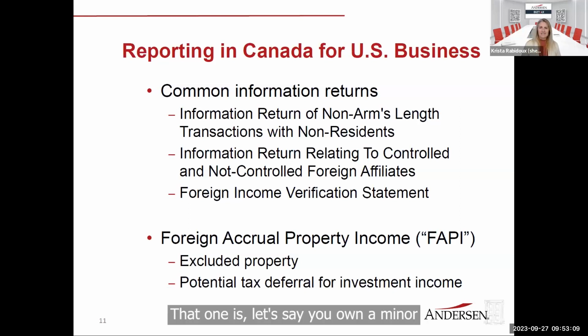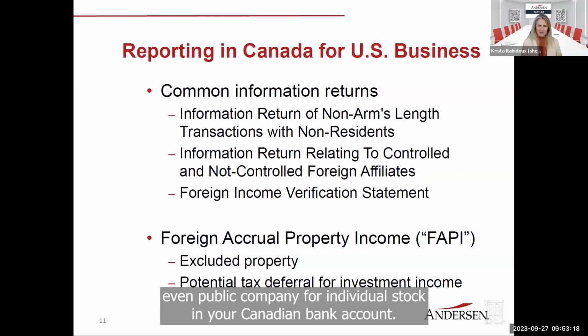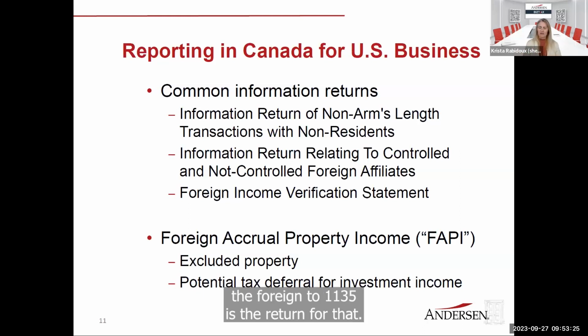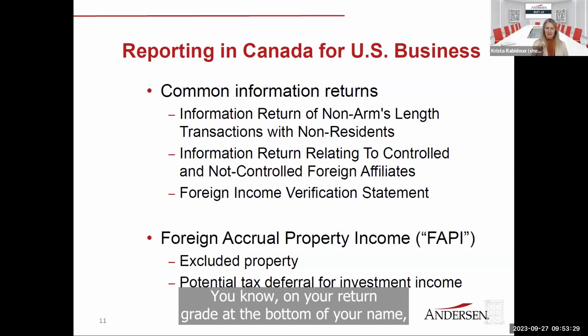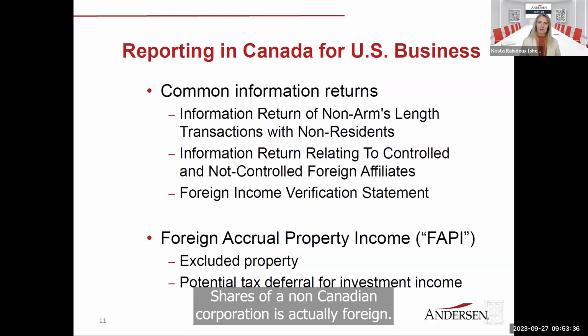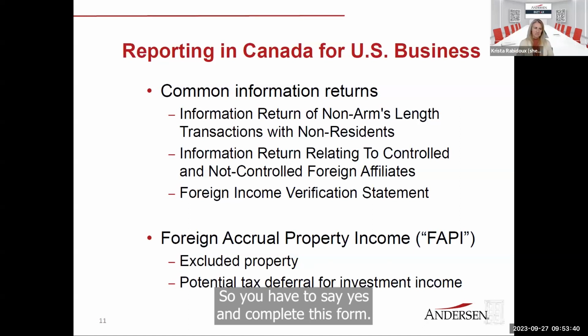Let's say you own a minor interest in a corporation, or you have US funds, or even a public company's individual stock in your Canadian bank account. If you have that over $100,000, you have to report the foreign property. The T1135 is the return for that. On your return, right at the bottom of your name, it says, do you have greater than $100,000 of foreign property? Shares of a non-Canadian corporation are actually foreign property. So you have to say yes and complete this form.